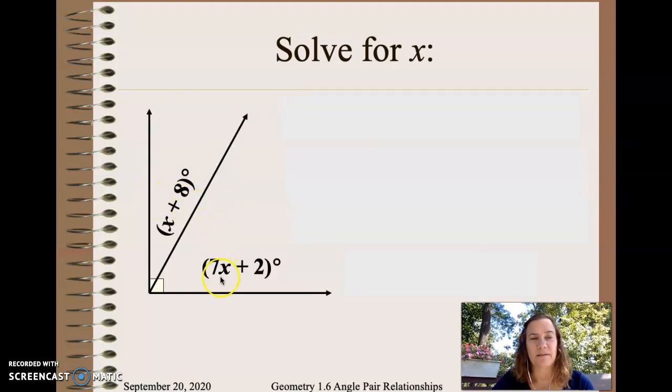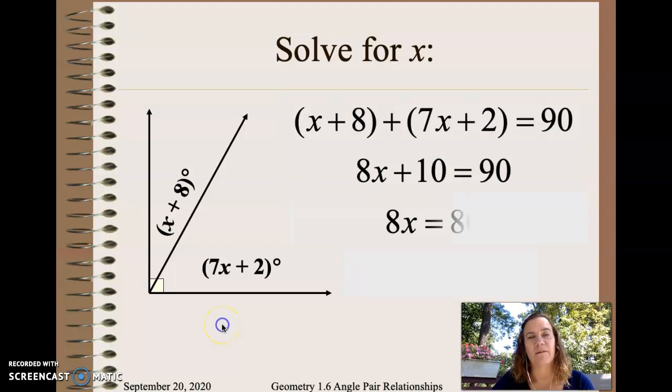What do you know about these? Right here, this little symbol. They are complementary, meaning they equal 90. Solving for x.